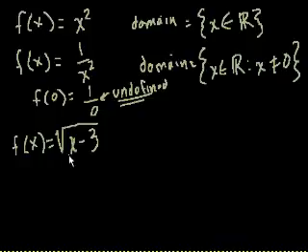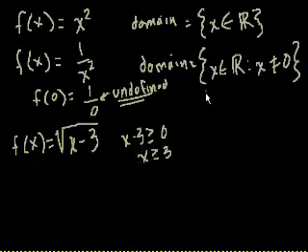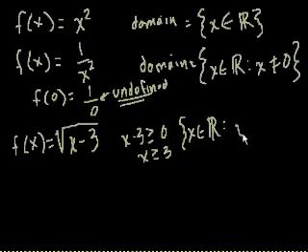So here we say any x is valid here except for the x's that make the expression under the radical sign negative. So we have to say that x minus 3 has to be greater than or equal to 0, right? Because you could have the square root of 0. That's fine. It's just 0. So x minus 3 has to be greater than or equal to 0. So x has to be greater than or equal to 3. So here our domain is: x is a member of the real numbers such that x is greater than or equal to 3.